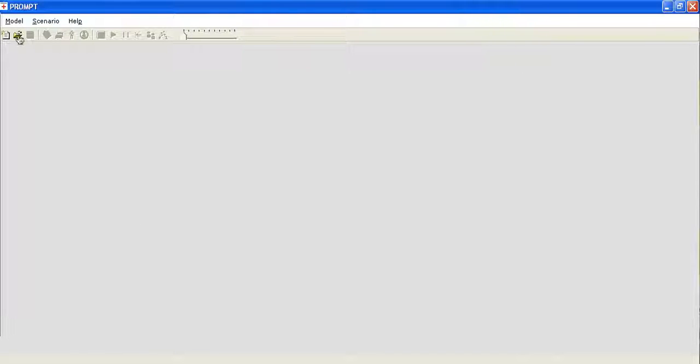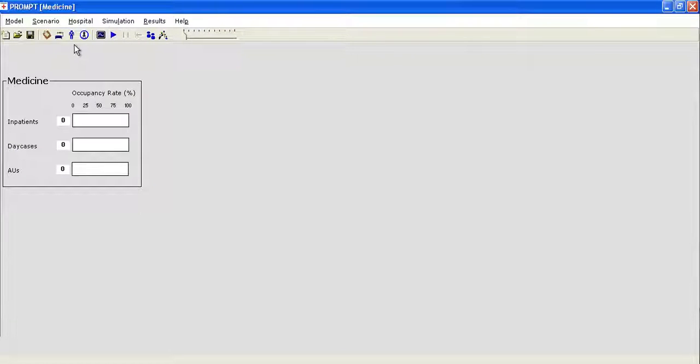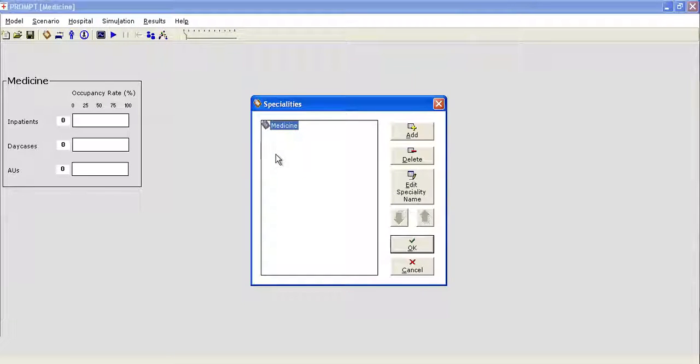So I've preloaded an example here to get things started. This is an example from a particular hospital in London with general medicine data. So I've opened up the scenario. The first thing is the specialties, and here I've just got one specialty called medicine, but I could have a whole range of specialties, and it's just a label, so I can call these whatever I like.